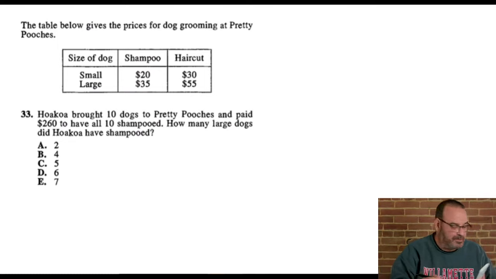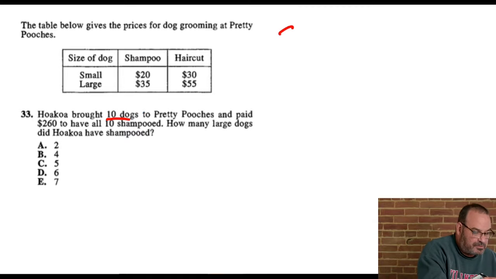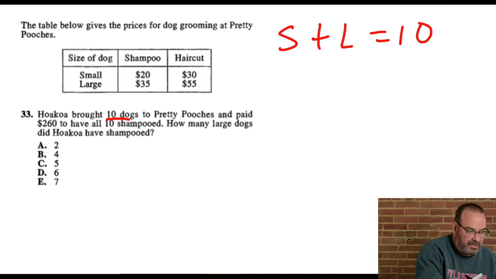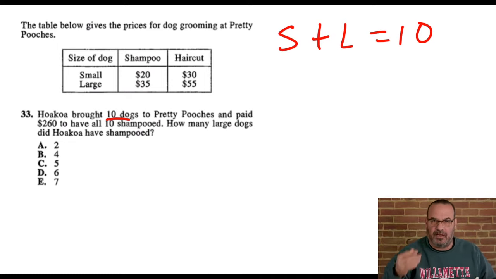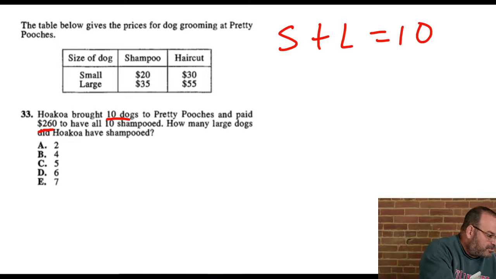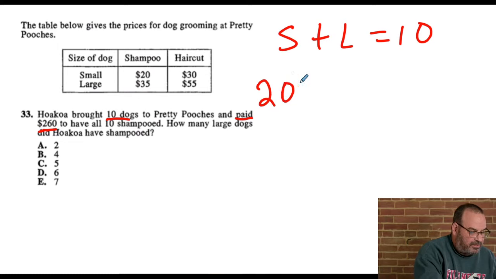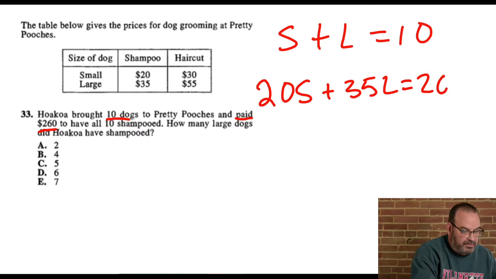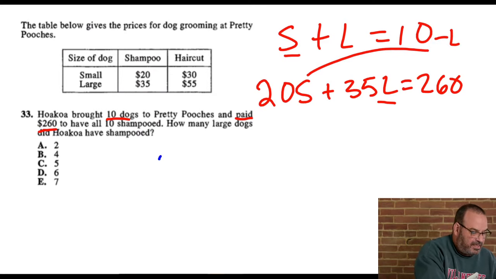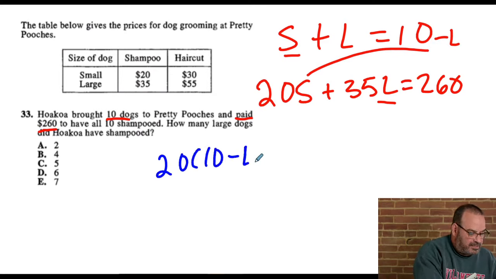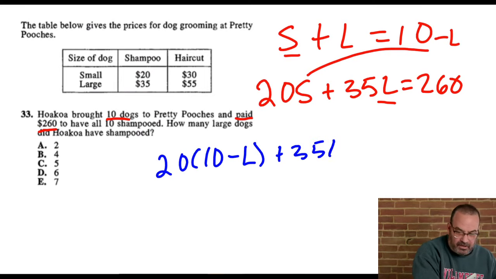So whoever this person was, they brought in 10 dogs. So small plus large is equal to 10 dogs. That's the count of the dog, the total number. So what's the value? The value is $260 is what he paid to have them all shampooed. So it's $20 times the small plus $35 times the large equals $260. How many large dogs? We're going to solve for large by substituting 10 minus the large in for the small. Let's change colors and say 20 times 10 minus large plus 35 large.